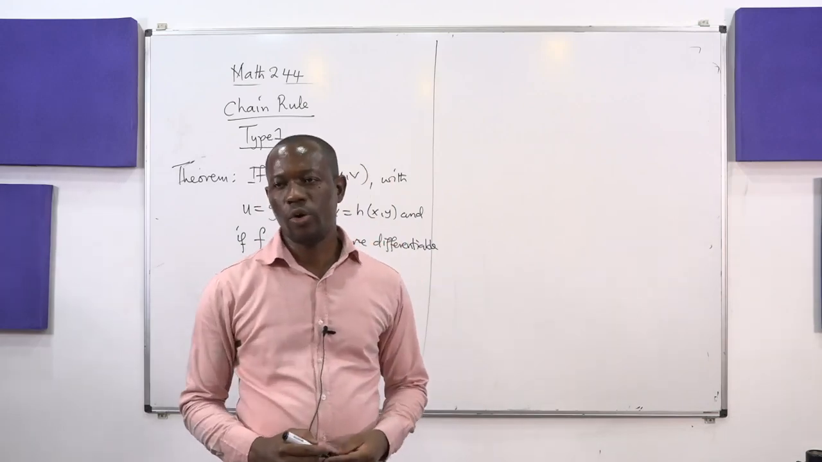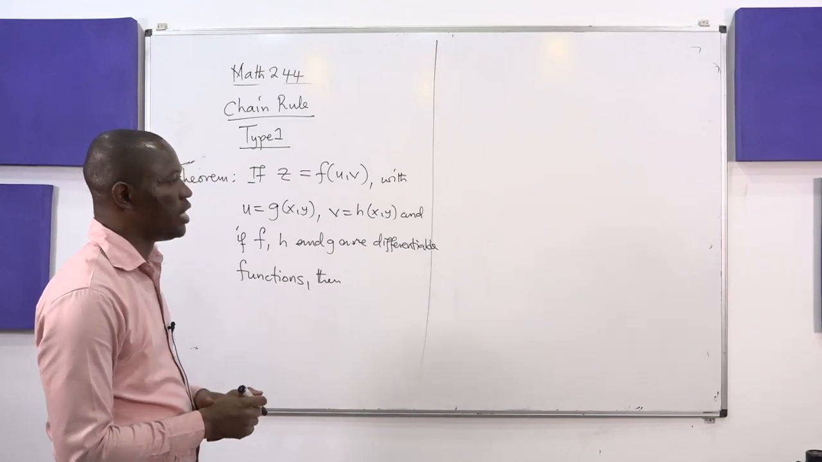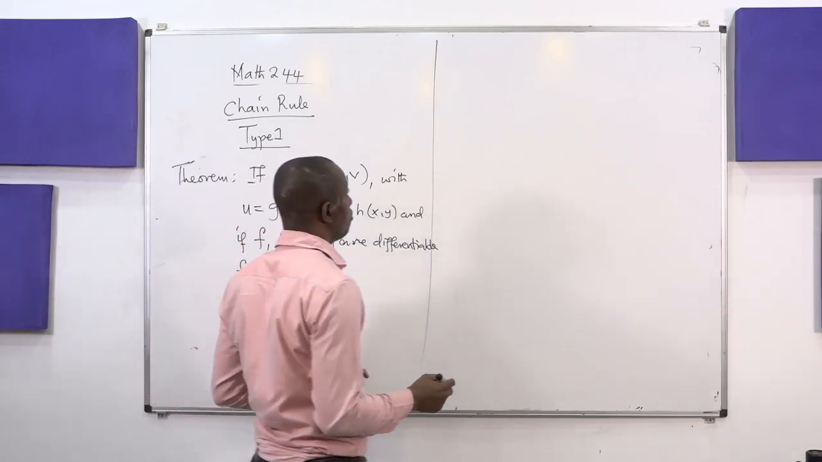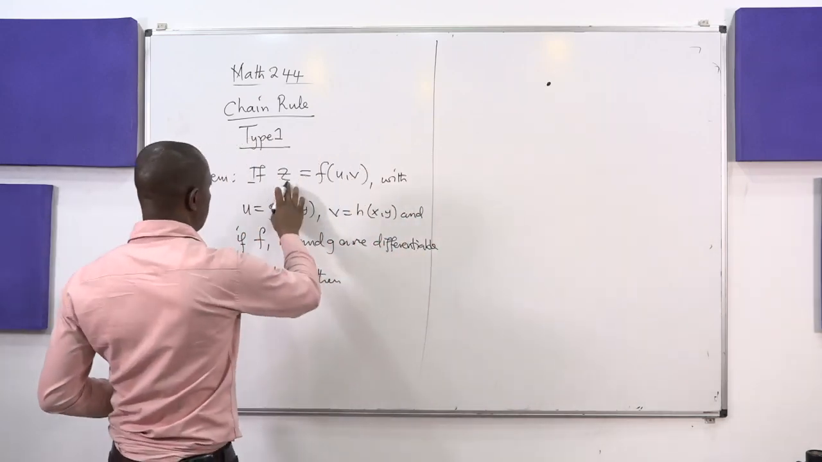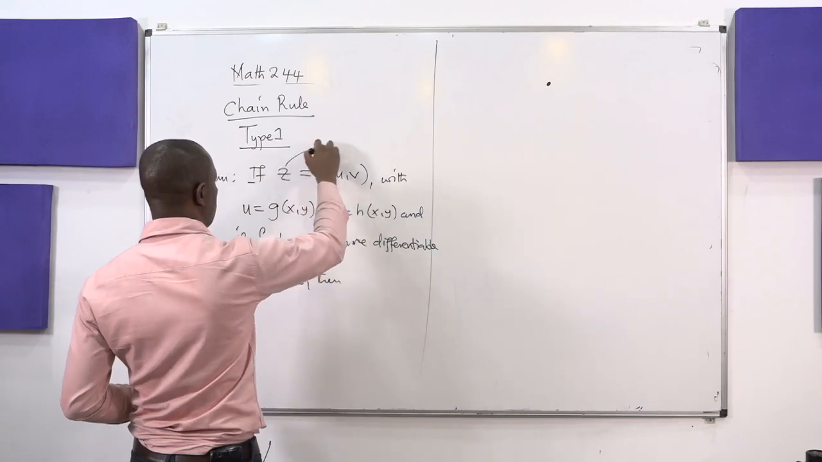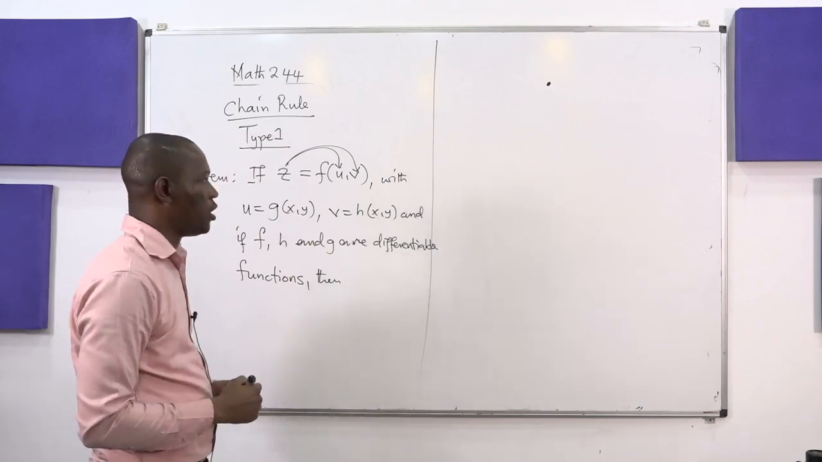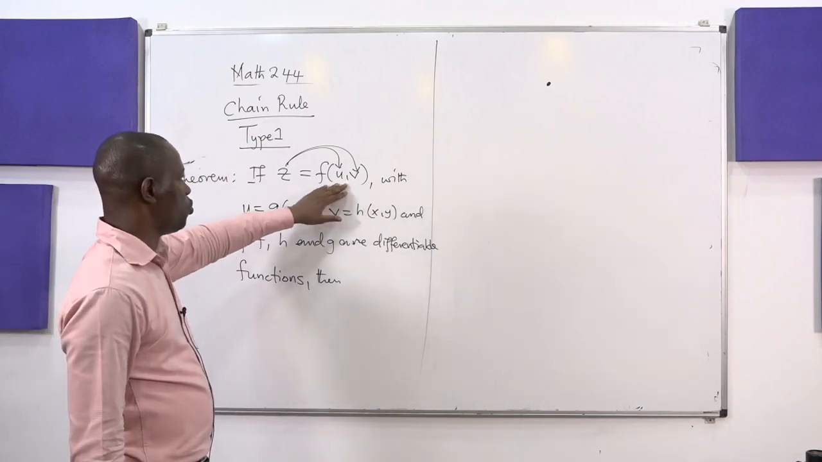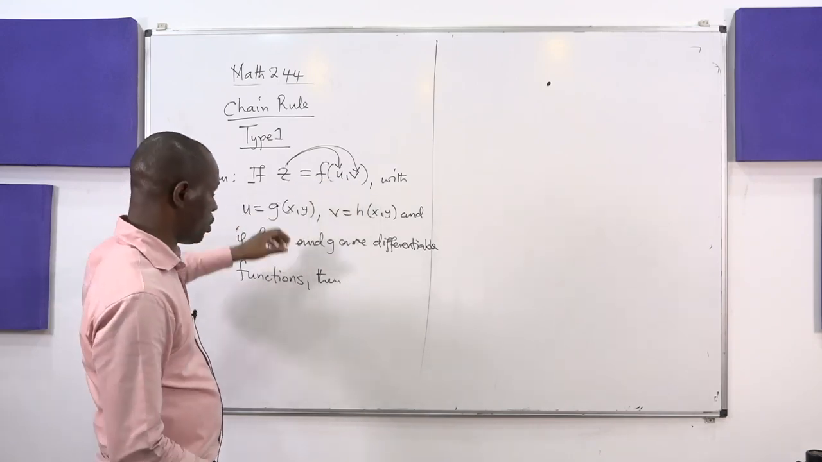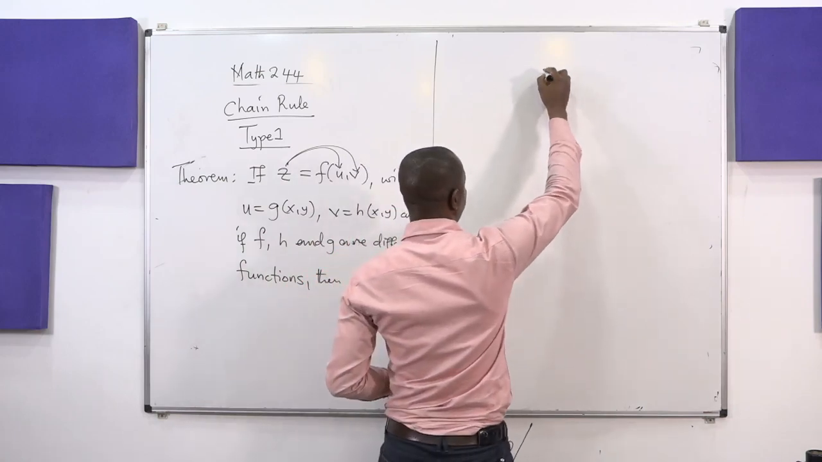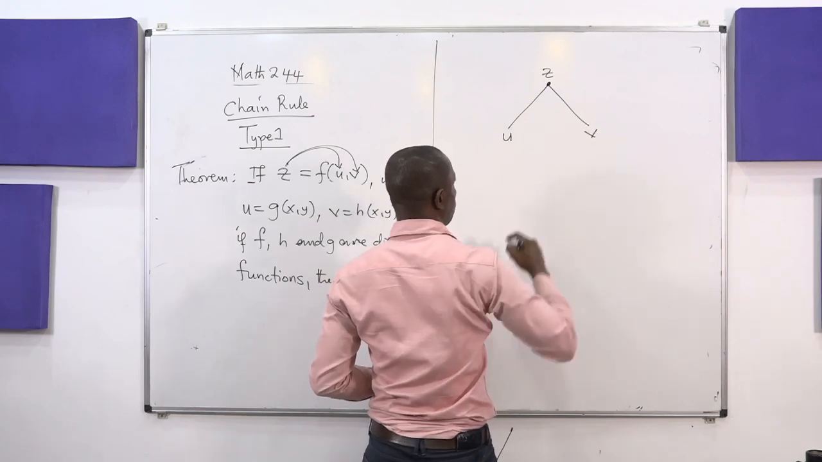my advice is that you should always sketch before you write your chain rule. When you sketch, it's very, very easy. Is that okay? So this is the sketch. You say z is a function of u and v. It means that z depends on u and v, or z has two children. So once they say two, you have to draw two lines. Or z depends on two inputs. And this is the output. So this is z, and your inputs are u and v.